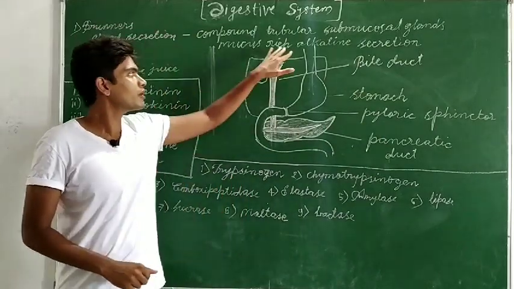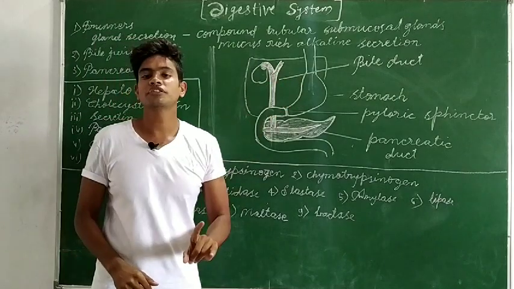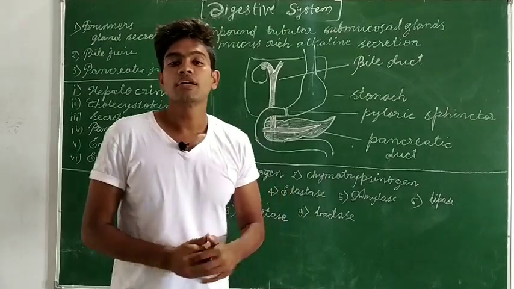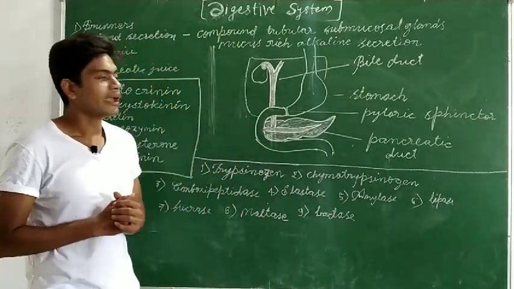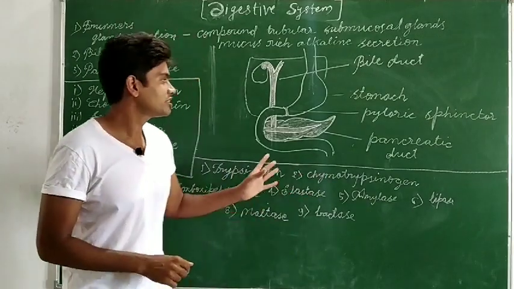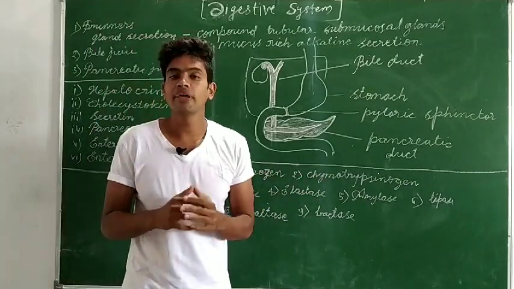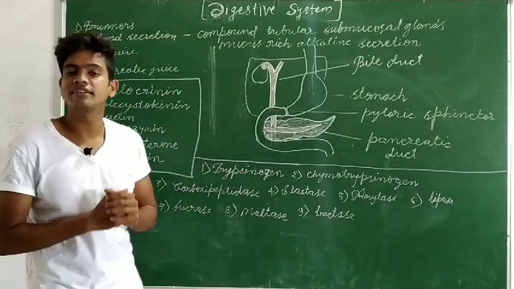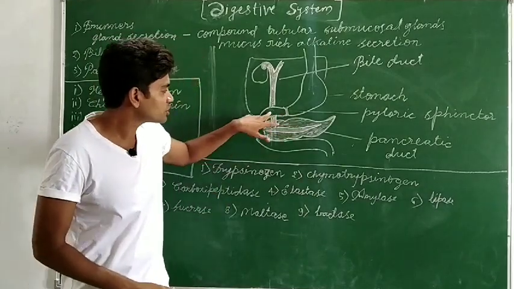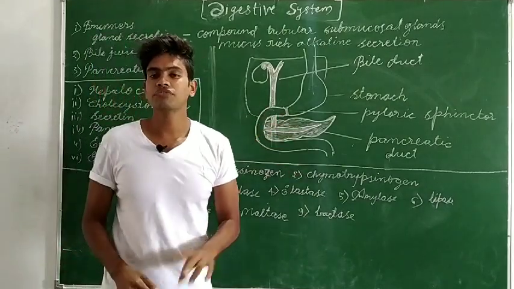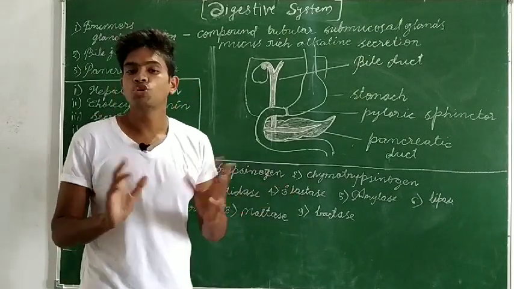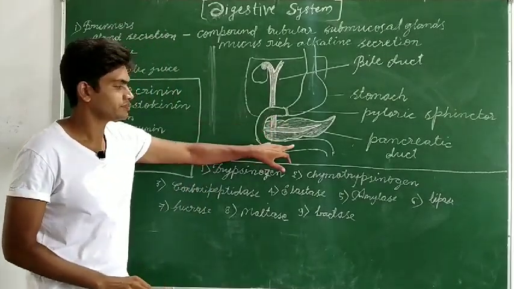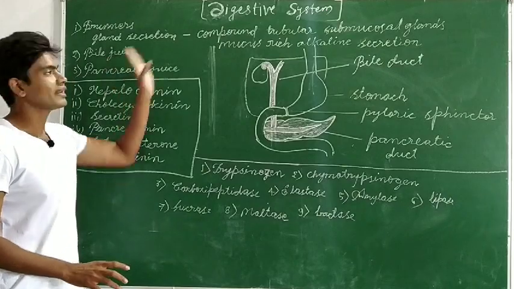Now what is the purpose of this kind of secretion? The first purpose is to protect the duodenum from the acidic content of the chyme. The second purpose is to provide an alkaline condition for the digestive juices or the intestinal juices to be active. And the third important function which the Brunner's gland secretion performs is the lubrication of the duodenum. So these are the three functions. First, to protect the duodenum. Second, to provide an alkaline condition. And the third one is lubrication. These are the major functions of the Brunner's gland secretion.